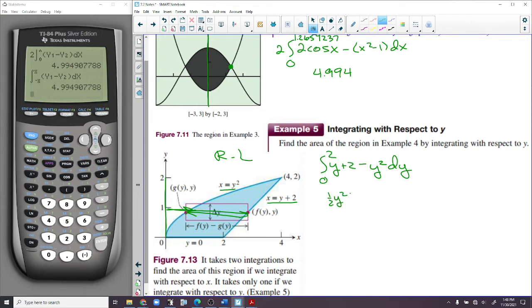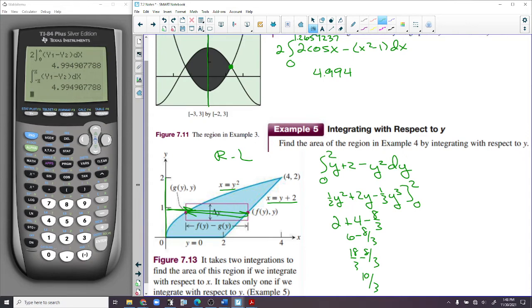1/2 y squared plus 2y minus 1/3 y to the third. Love plugging in 0, by the way. I like that. So from 0 to 2. 4, 2 plus 4 minus 8 thirds, 6 minus 8 thirds, 18 thirds minus 8 thirds. I'm getting 10 thirds. Because when we plug in 0, all of those go to 0. Now be careful with plugging in 0 because the cosine of 0 is not 0, it's 1. So be careful with that. E to the 0 is not 0 either, it's 1. So be careful when plugging in 0.